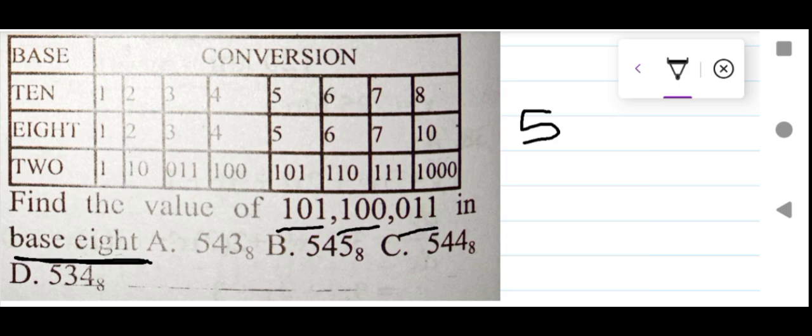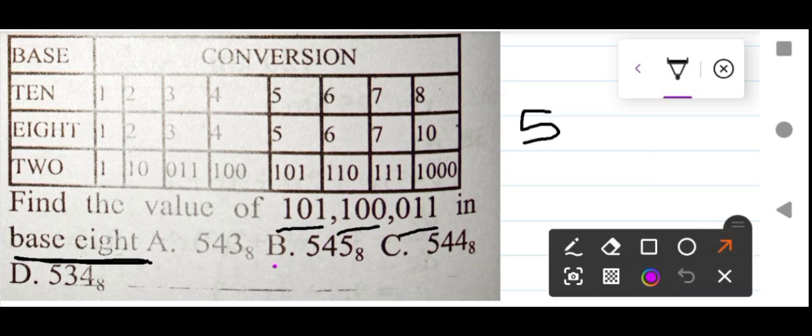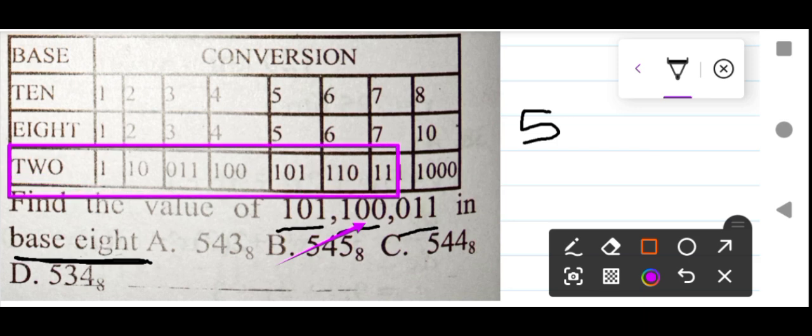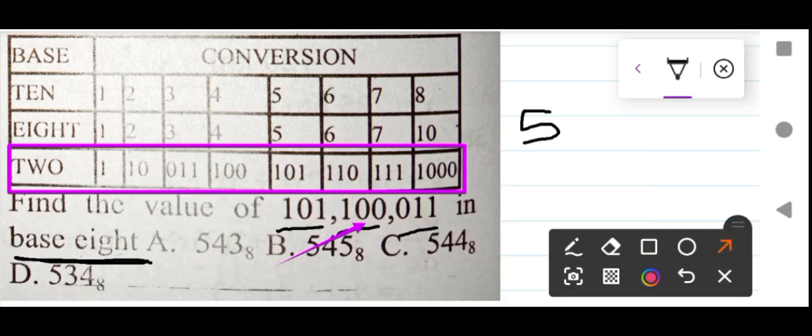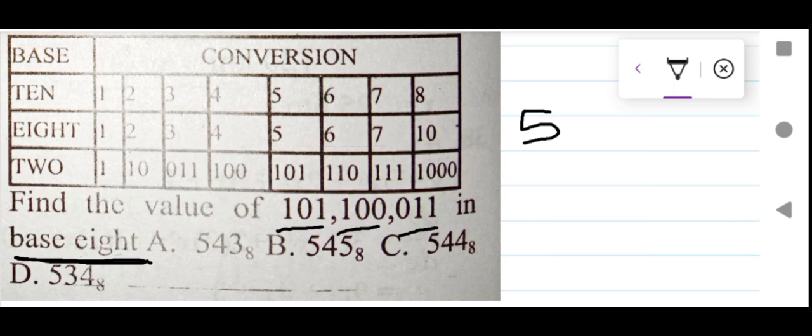Again, we check the next, which is 100. So we go to the table again to check for 100, still base 2. We see that 100 is right here, and the equivalent value in base 8 would be 4. So we write 4.